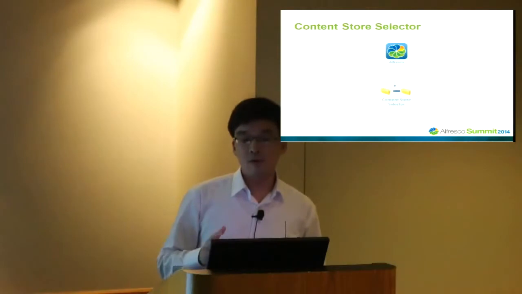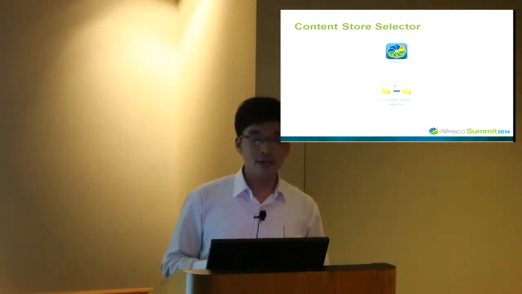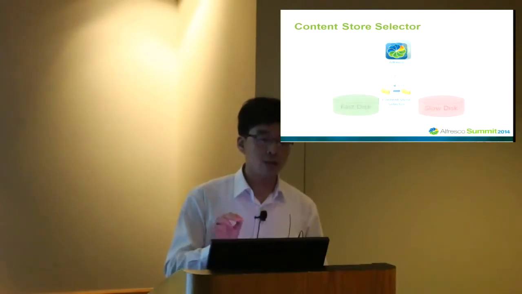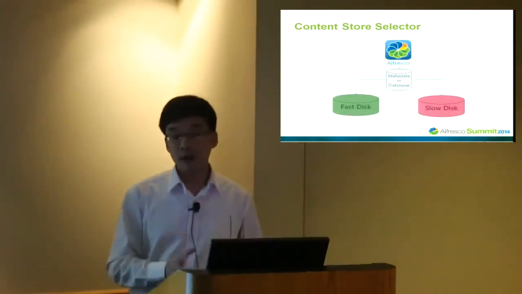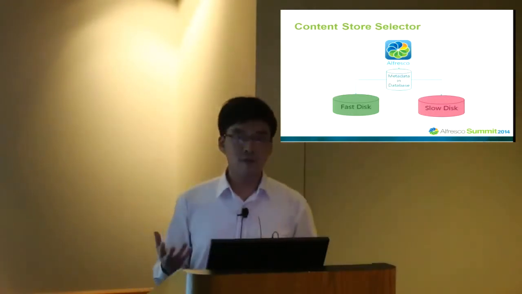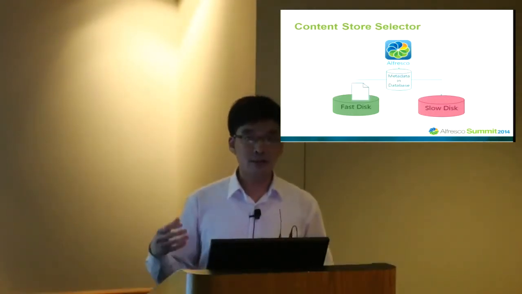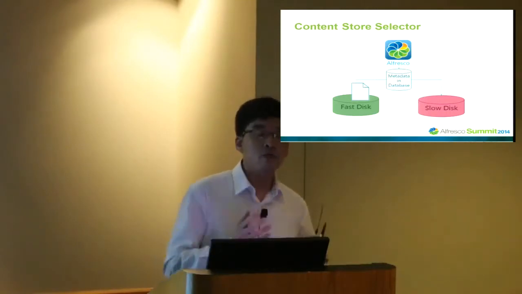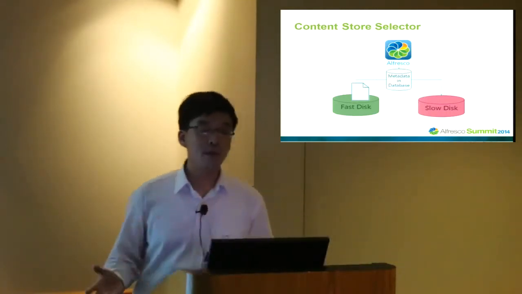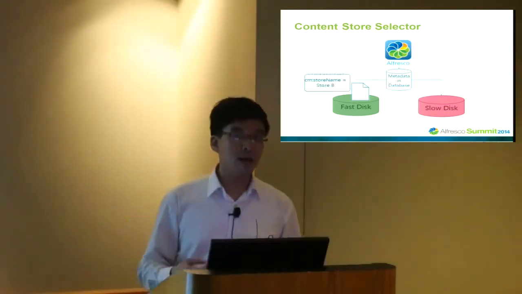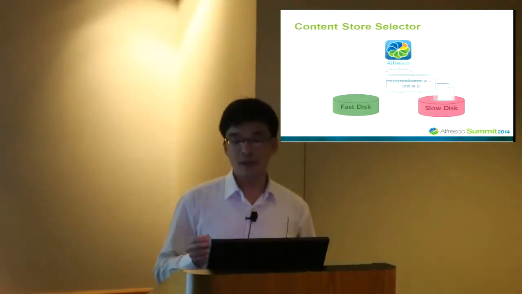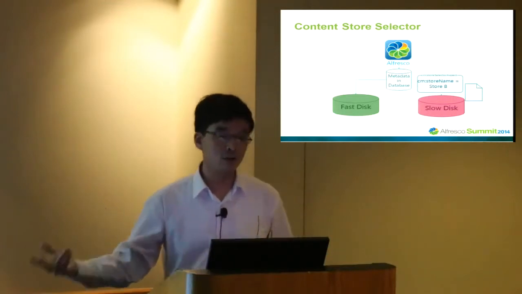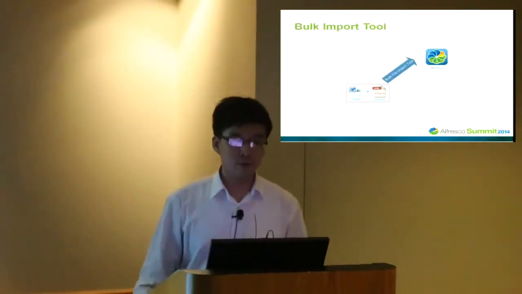Alfresco provides a content store selector which controls which content store you actually store the file in. So you can store the frequently used files on the fast disk and infrequently used files on maybe a slower, less expensive disk. To move a file from store A to store B, all you need to do is apply an aspect to the file and then specify store B in its property name, and it gets done automatically. So it's as simple as that.